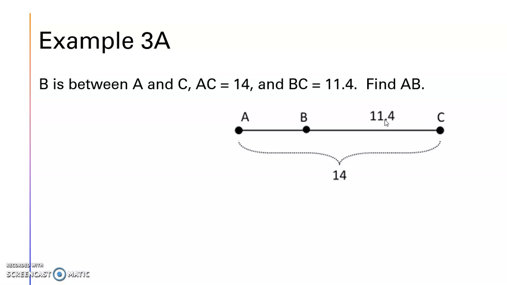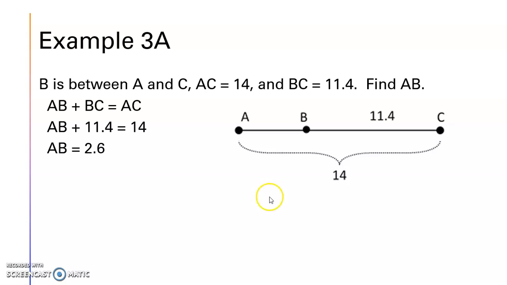What you're going to do next is try to set up an equation to figure out what AB is. What I did is I started off by writing AB plus BC equals AC, because I took the part plus the part and it's going to equal the total length. Then I put in the values that I knew. AC is 14 and BC is 11.4. Finally, to solve for AB, I subtracted 11.4 on both sides to get 2.6.